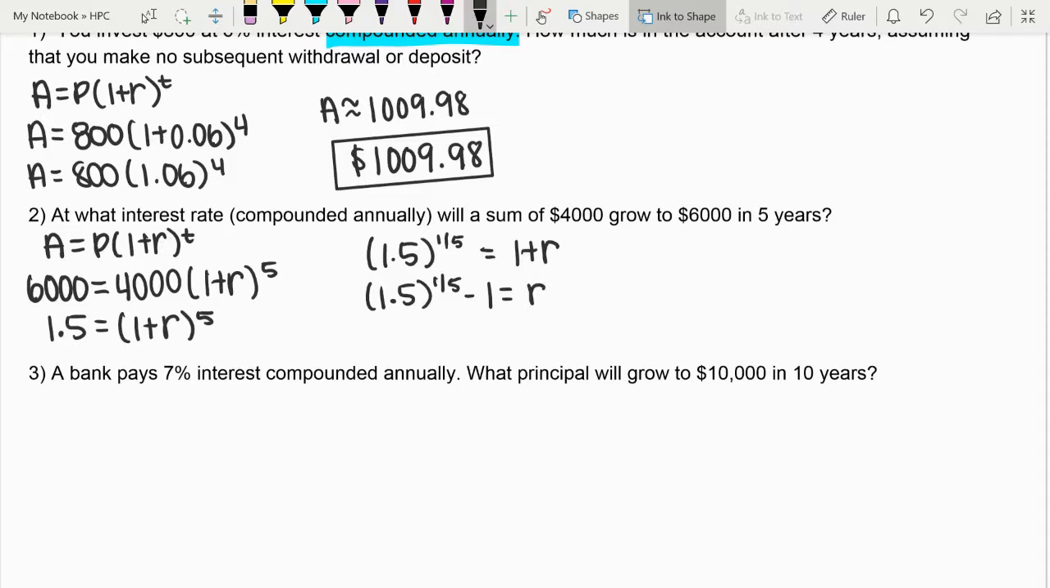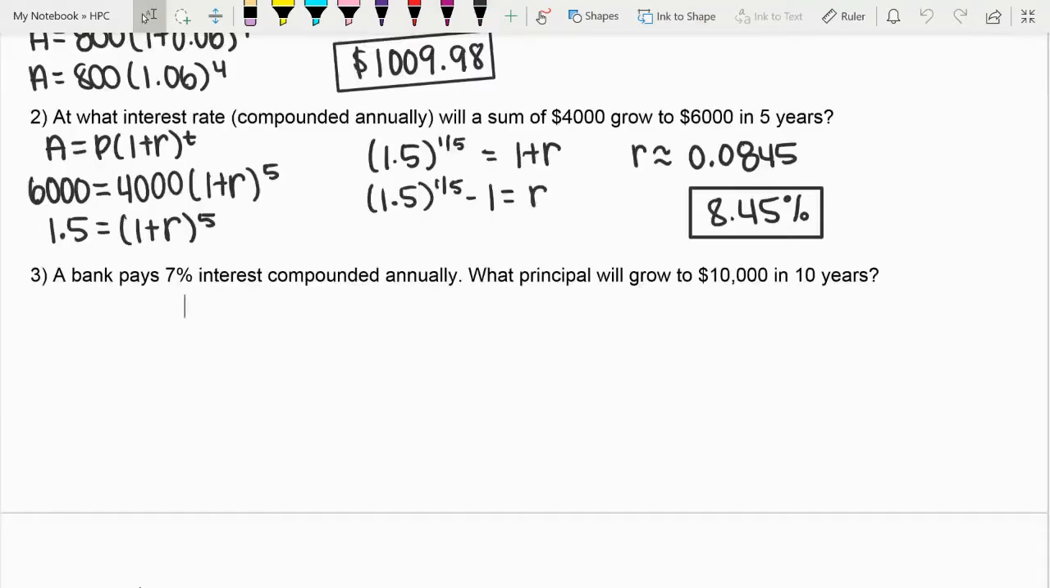Type that into your calculator, and we end up with the rate is approximately 0.0845. Okay, but as a percent, it would be 8.45%.